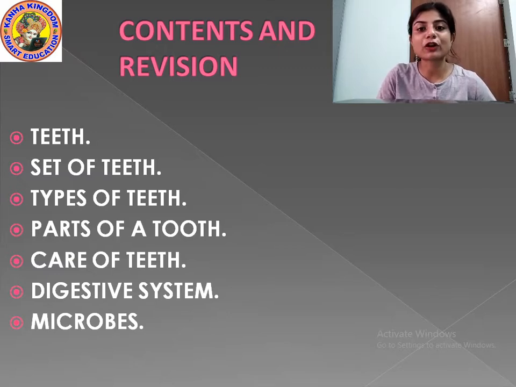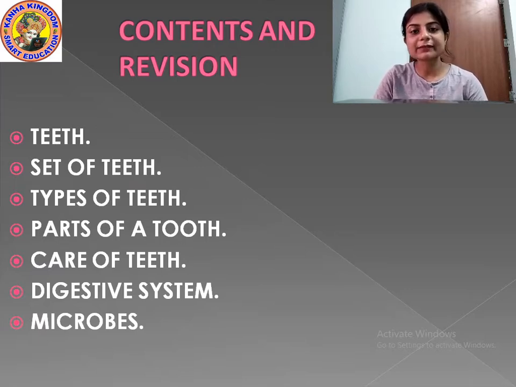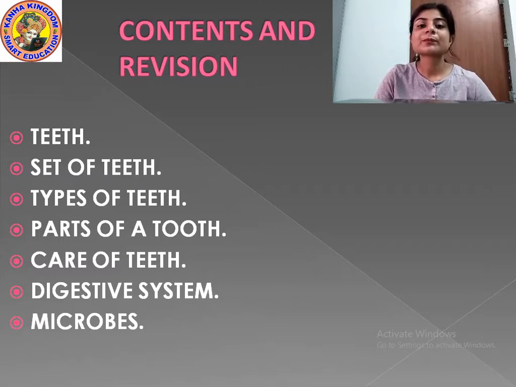Organisms that cannot be seen with the naked eye are called microbes. And what are the four main microbes? Those are bacteria, virus, fungi and protozoa. These are the four different microbes, and these microbes have some advantages and some disadvantages in our body.